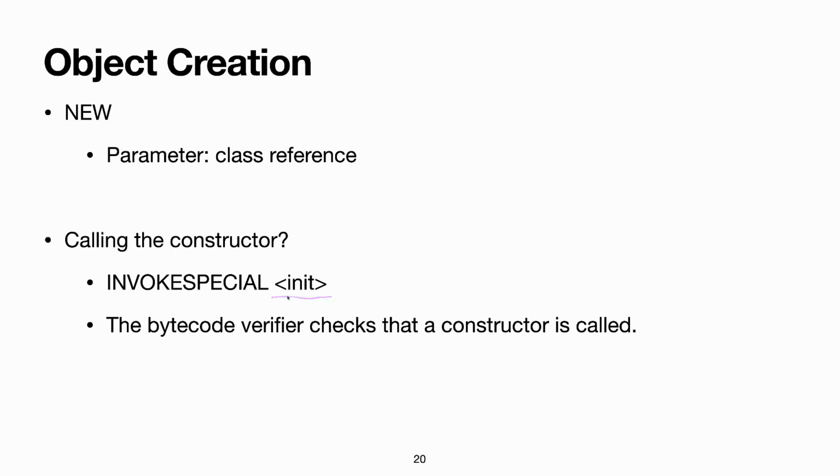In this case, the angle brackets here are part of the name. They're not a notation. And you'll remember that init is the special name that the JVM gives to constructors. Interestingly, when you load bytecode into the Java virtual machine, it will run verifications on the bytecode. And this will check that after you create a new object with new, a constructor is called on it. And if that's not the case, it will reject the bytecode unless you disable the verifications.